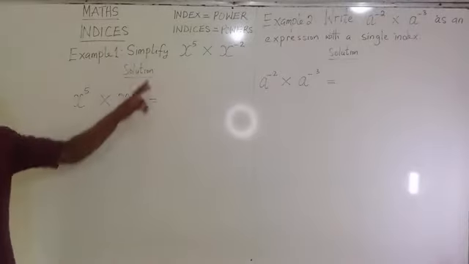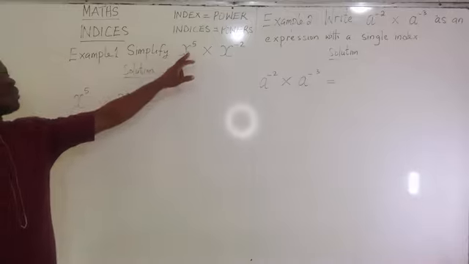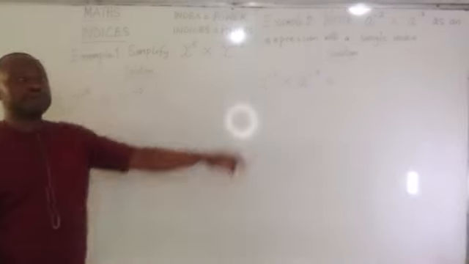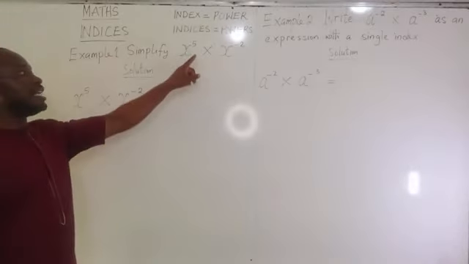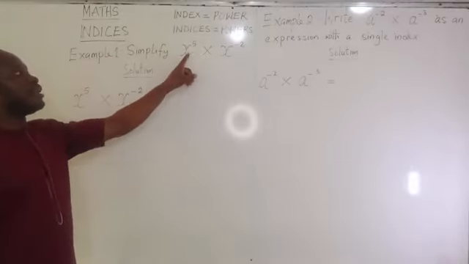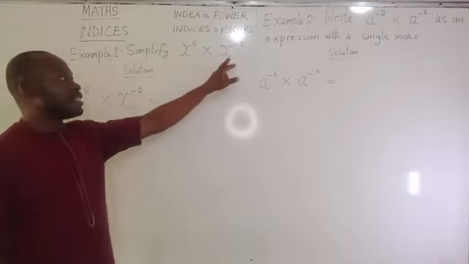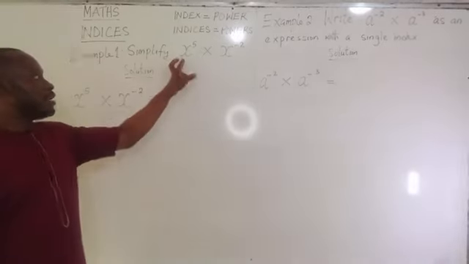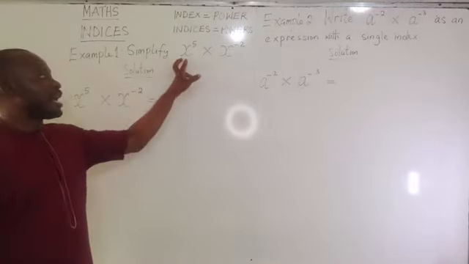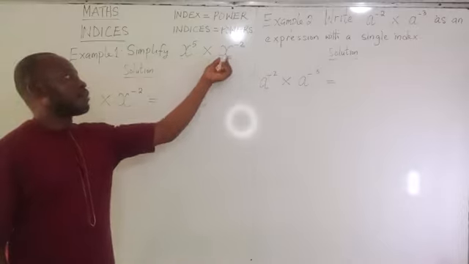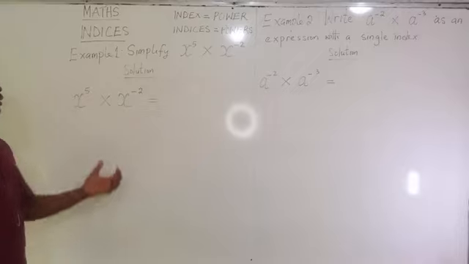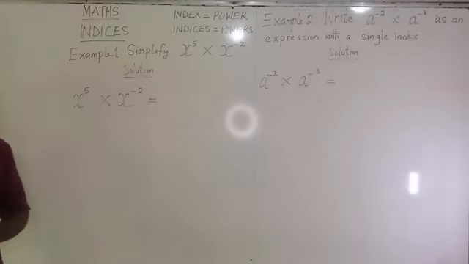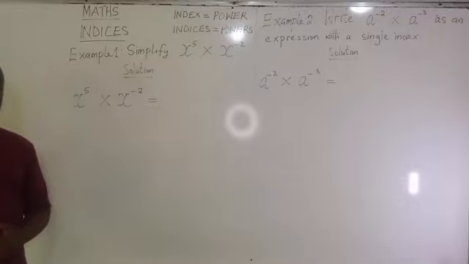It says simplify x raised to the power 5 multiplied by x raised to the power minus 2. So in this example, the index of the first term here is 5, while the index of the second term is minus 2. The base of the first term here is x, the base of the second term here is x. To solve a problem like this, we apply what we call the first law of indices.